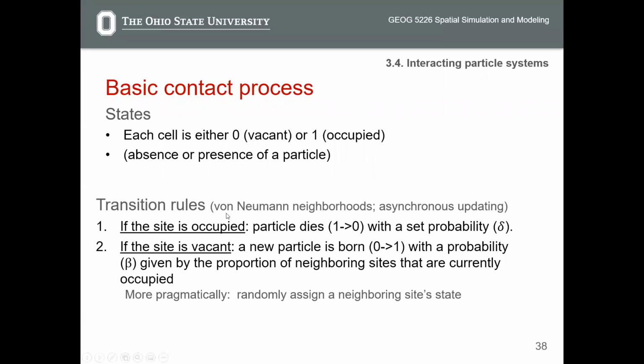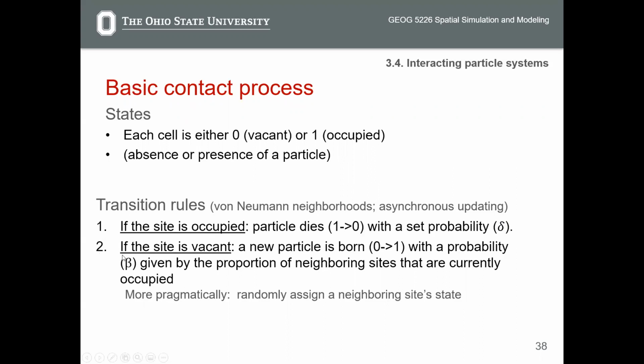Transition rules. At the very beginning, we need to define a neighborhood. We use the Von Neumann neighborhood and asynchronous updating, which means we update cells one by one. Rule number 1: if the site is occupied, which means 1, the particle dies, which means it changes from 1 to 0, with a set probability delta, which means you need to give a value to delta. It's a probability, which means delta is always somewhere between 0 and 1.